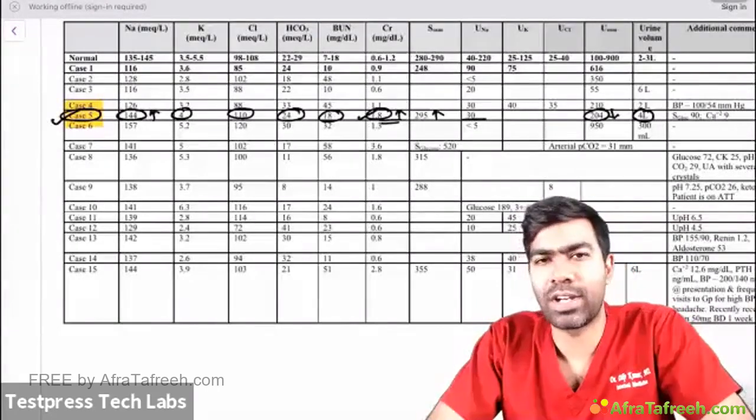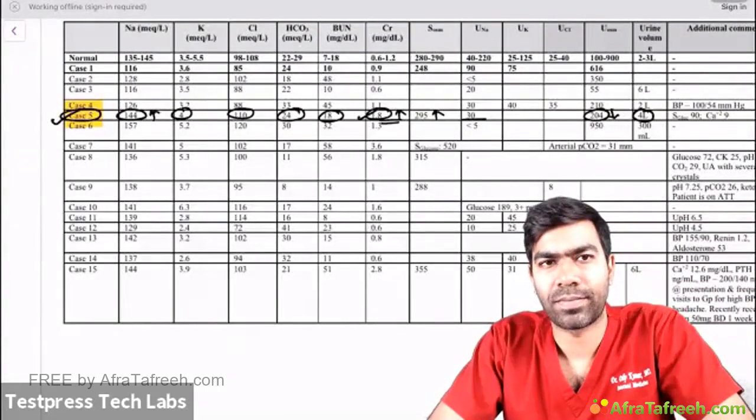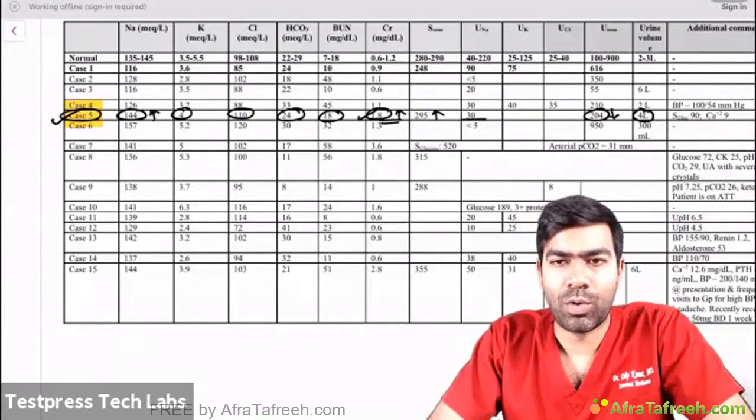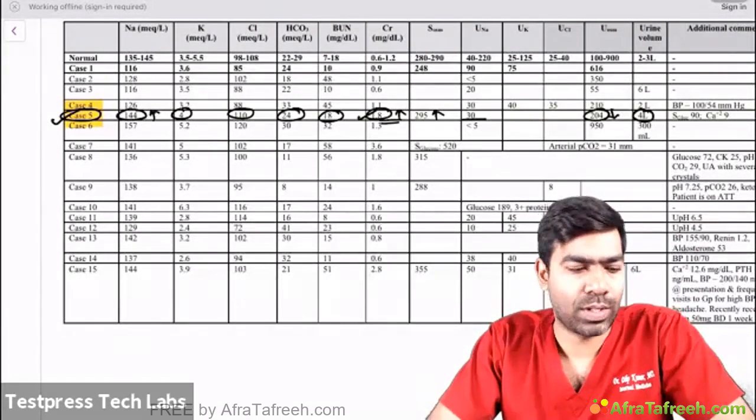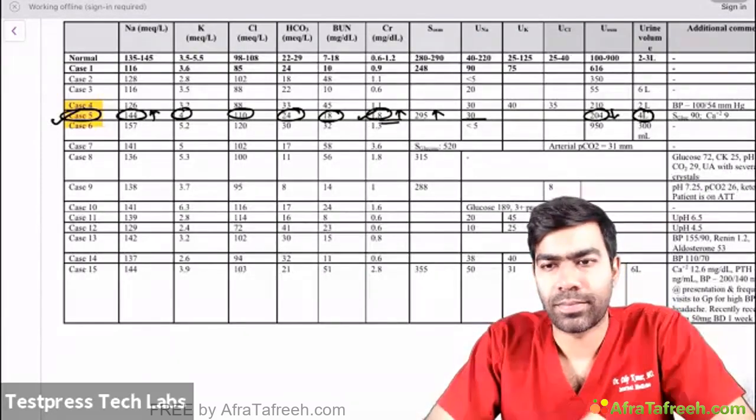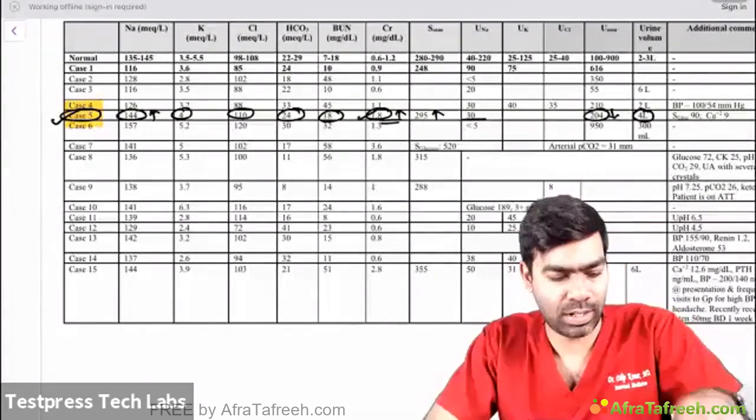Is there any difficulty in understanding case number 5? So we can move on to the next question. Next case if you want. Do you understand or not?